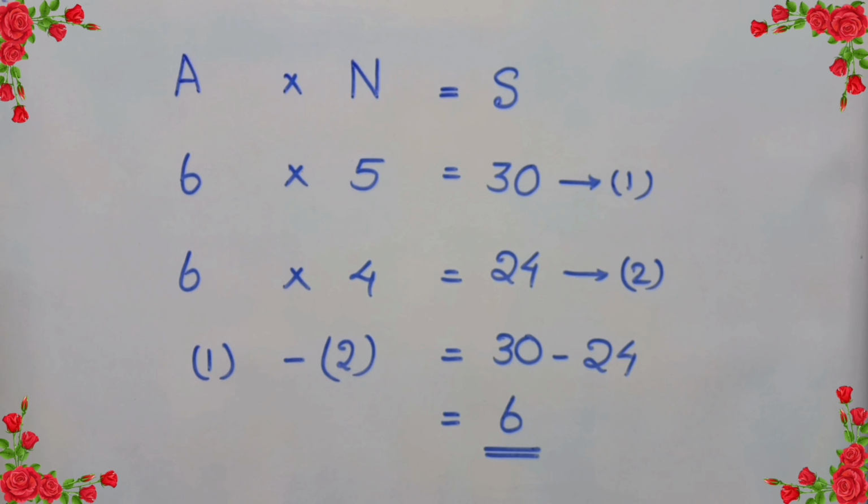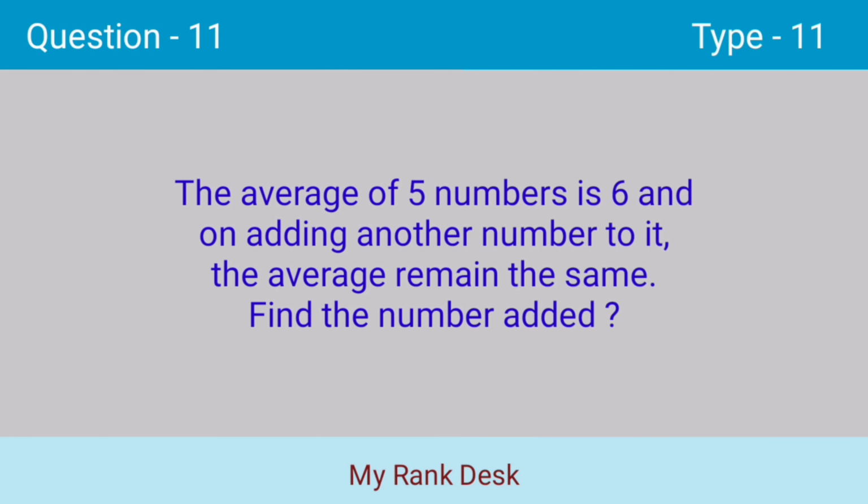Next question. The average of 5 numbers is 6. And on adding another number to it, the average remains the same. Find the number added. Let's see how we can find the answer. We have given that the average of 5 numbers is 6. So, the sum of the 5 numbers is 5 into 6 equal to 30.